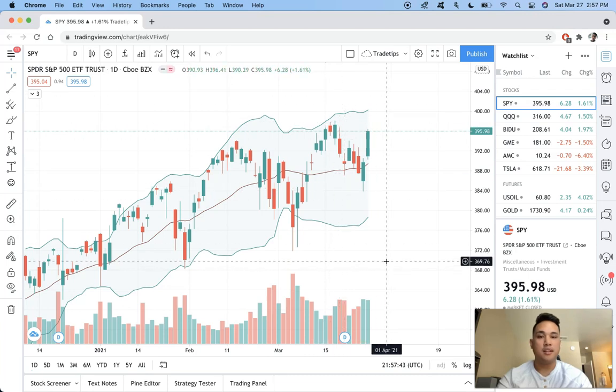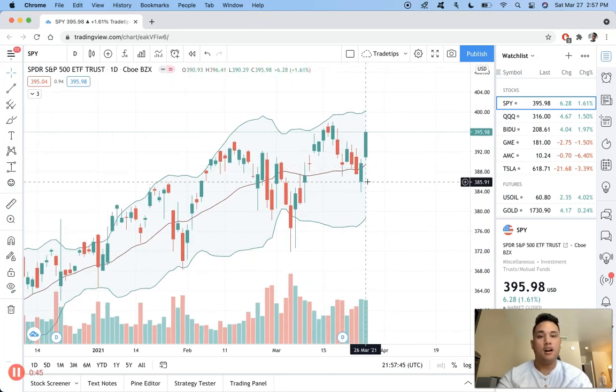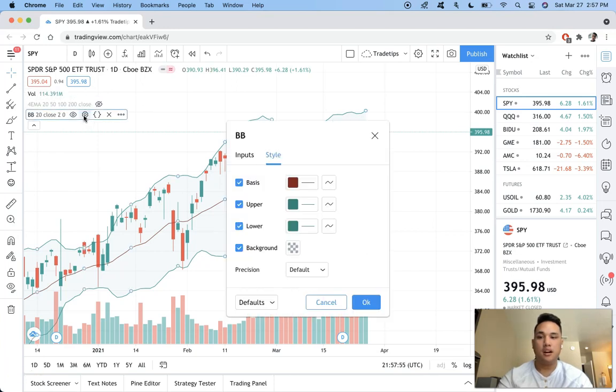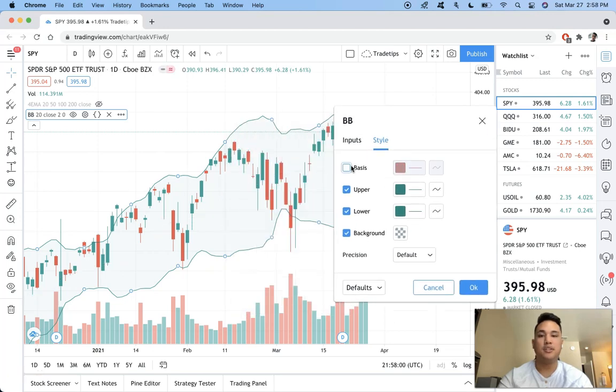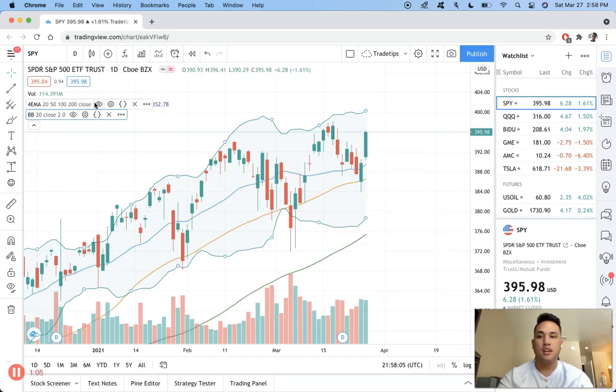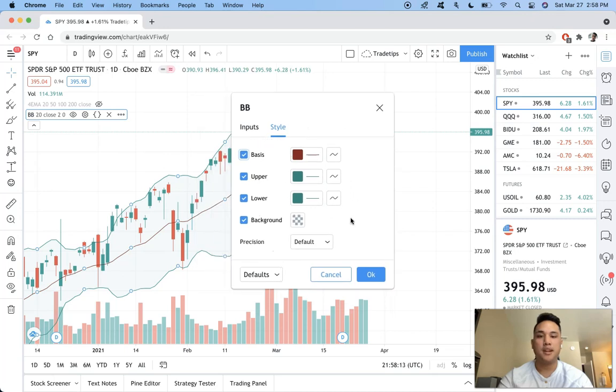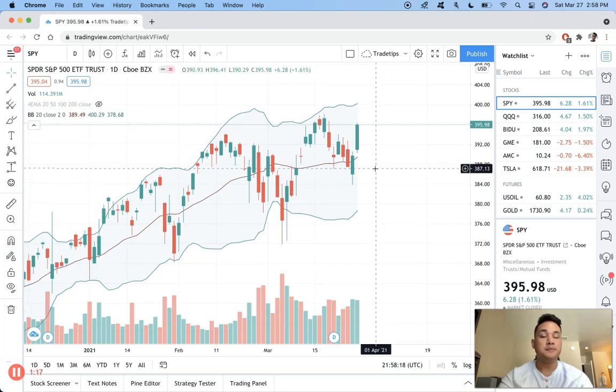So what Bollinger Bands are exactly is that they are 2 standard deviations away from the 20 moving average. So if I were to go into the settings right here and I click on the cog and we click on basis, that actually shows us the 20-day moving average. Now, when used in conjunction with our own moving averages, we can go ahead and just turn this off because it's already built in for us. But today, since we are talking about just the Bollinger Bands by itself, we're going to go ahead and leave it on, but that's what that red line represents.